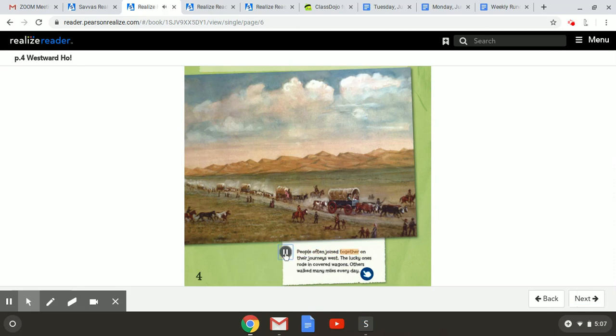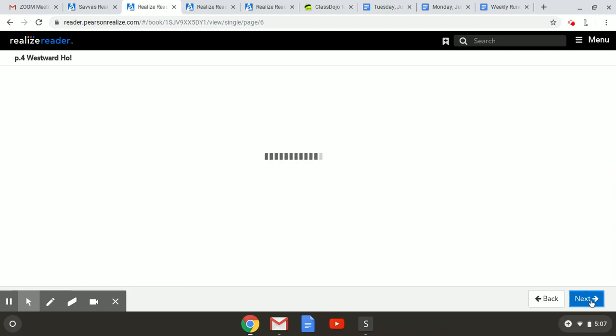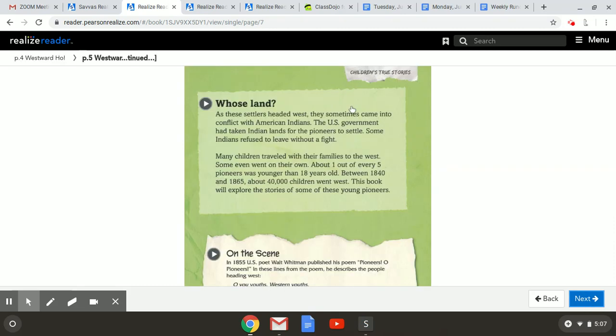People often join together on their journeys west. The lucky ones rode in covered wagons. Others walked many miles every day. So if you chose the image on page 4, you might say, the image on page 4 taught me that, and then tell me a little bit about what you learned from it. Okay, page 5 I don't think has an image, so we'll skip to our next group.